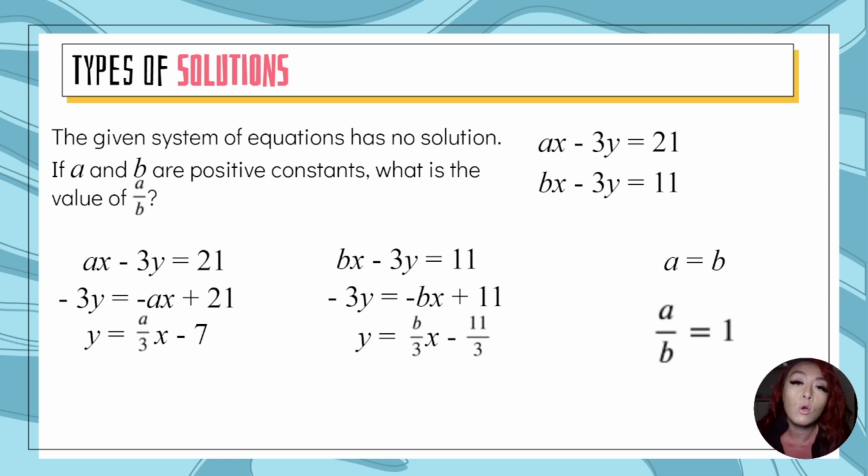The key takeaway from this problem is that they tell you that there's no solution, so you have to realize that that means both equations have the same slope, and then you would find the slope of each line and set the slopes equal to each other in order to answer this problem.